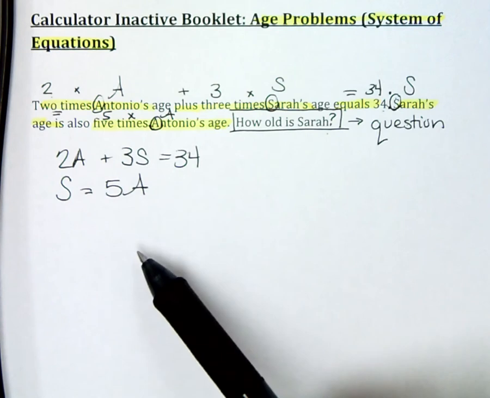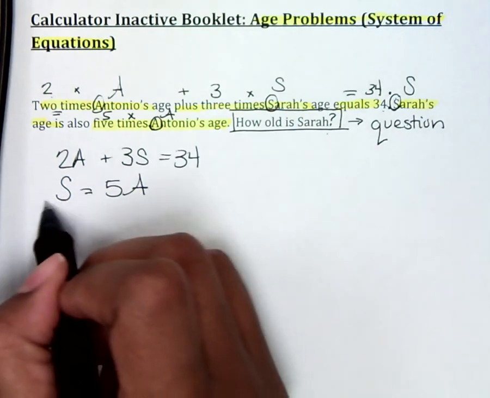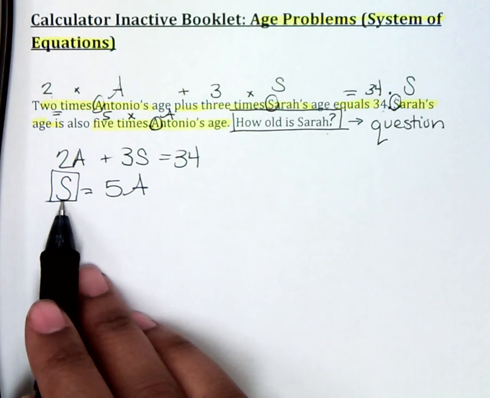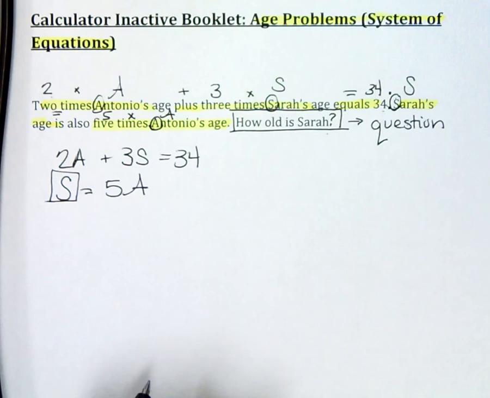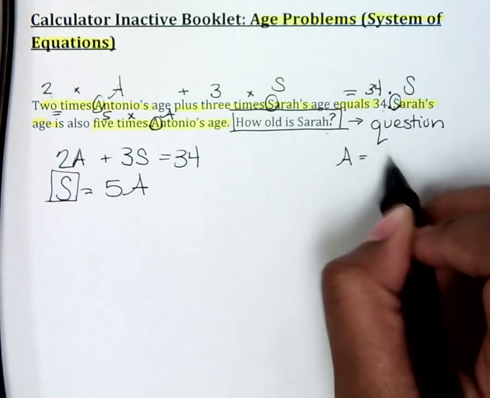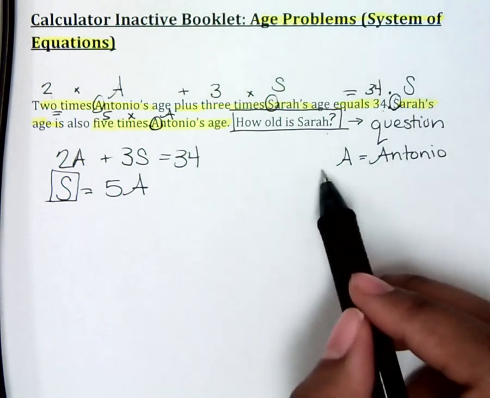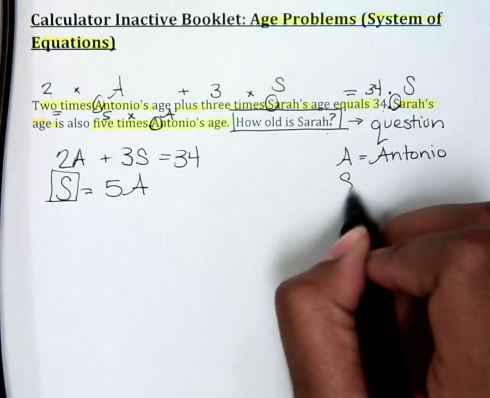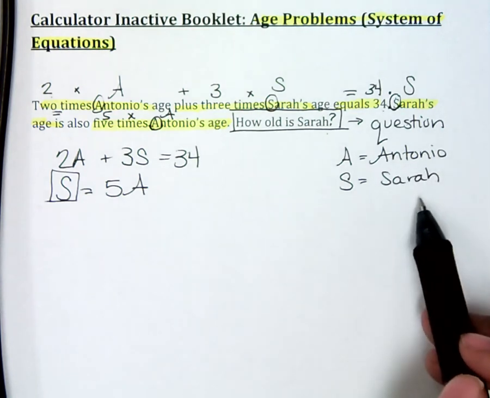I have 2 equations. Now we have to ask ourselves elimination or substitution. I'm going to choose substitution because I see here that S is a variable and it's by itself. Therefore, I can take whatever S stands for and substitute it back into my problem. But before I do that, I'm going to off to the side write out my variables. A stood for Antonio, or you could say let A be Antonio, and S stood for Sarah. You could say let S stand for Sarah.